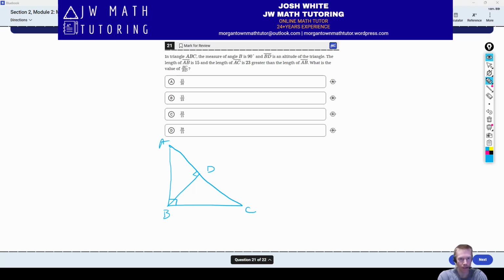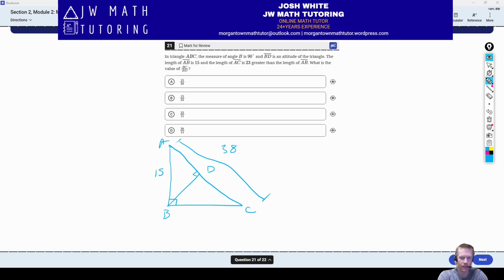Okay. AB is 15. AC is 23 greater than AB. So 15 plus 23 is just AC. This whole thing is 38. Okay. What is the ratio of BC to BD?